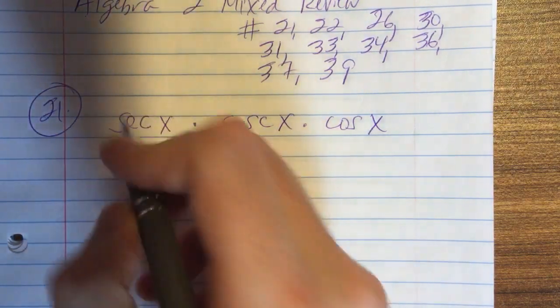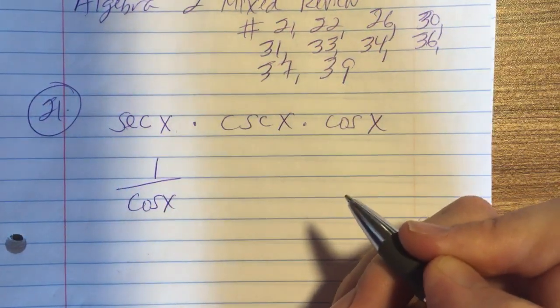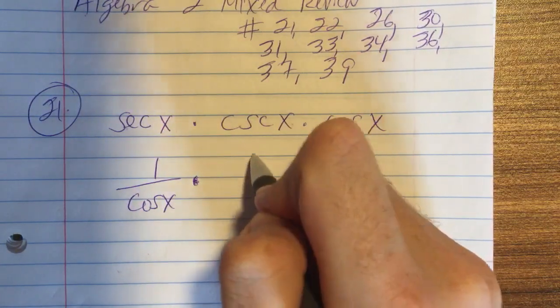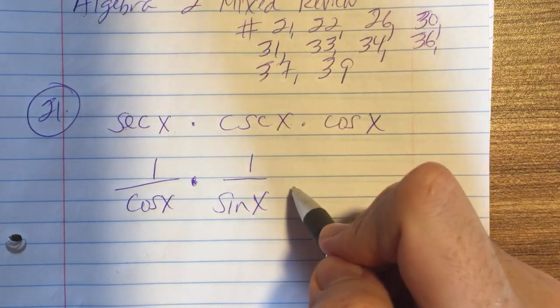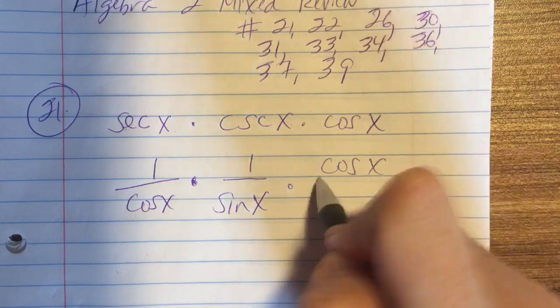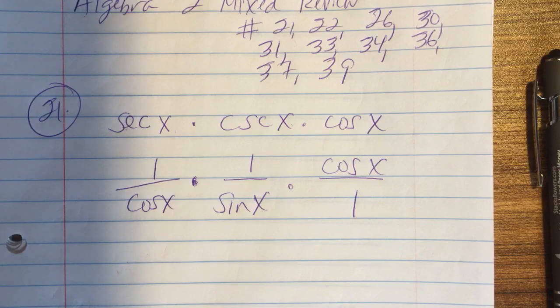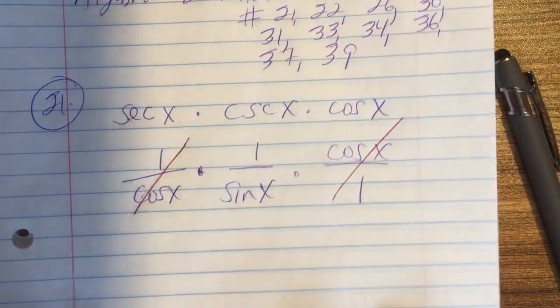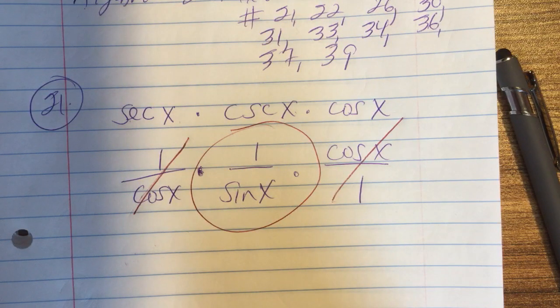The secant of x can be expressed as 1 over the cosine of x, since the secant is the reciprocal function for cosine. The cosecant of x is the reciprocal of sine, so that could be expressed as 1 over the sine of x. And then cosine of x is just going to be left as cosine of x over 1. What you're going to notice is that you can cancel out 1 over the cosine of x with cosine of x, and you'll be left with just 1 over the sine of x, which would be your answer, which is choice C.